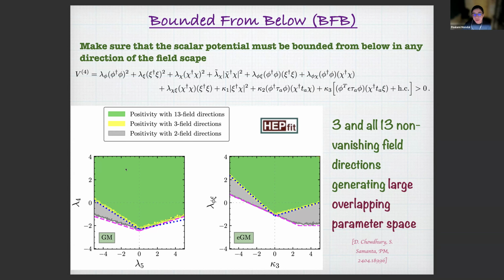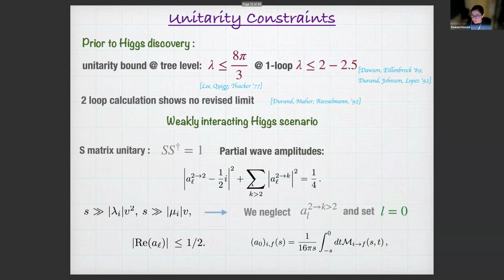So you can see that most of the time, people compute two field directions as a simpler calculation, but it turns out that if you calculate three field directions, you get much more constrained parameters. Also interestingly, you do not need to actually calculate 13 field directions in this case, because when you look into the parameter space, these two give comparably the same allowed parameter space. So from now on, when we talk about the bounded from below constraint, we only talk about it with three non-vanishing field directions. And then we will calculate unitarity constraints.